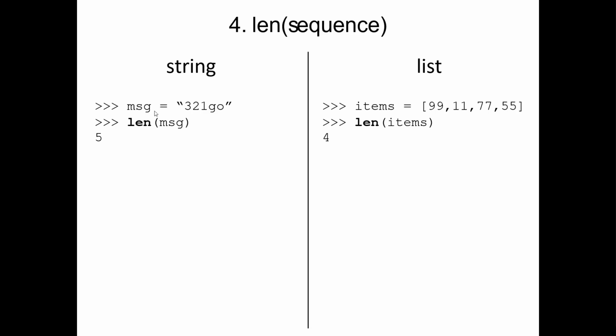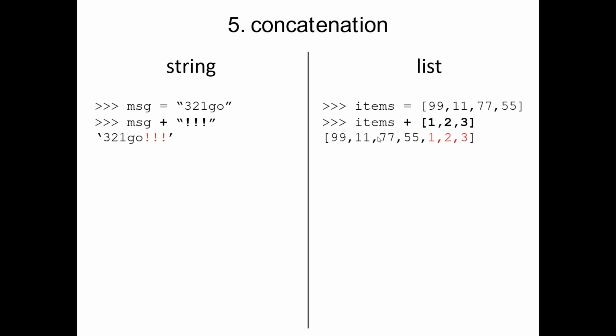So here we've got "3, 2, 1, go." That's got 5 characters in it. The length is 5. This list has a 99, 11, 77, and 55. That's 4 items, so the length is 4. Pretty straightforward. Concatenation. When we use concatenation with a string, "3, 2, 1, go," add exclamation marks to that message. It just extends the string and adds those extra characters.